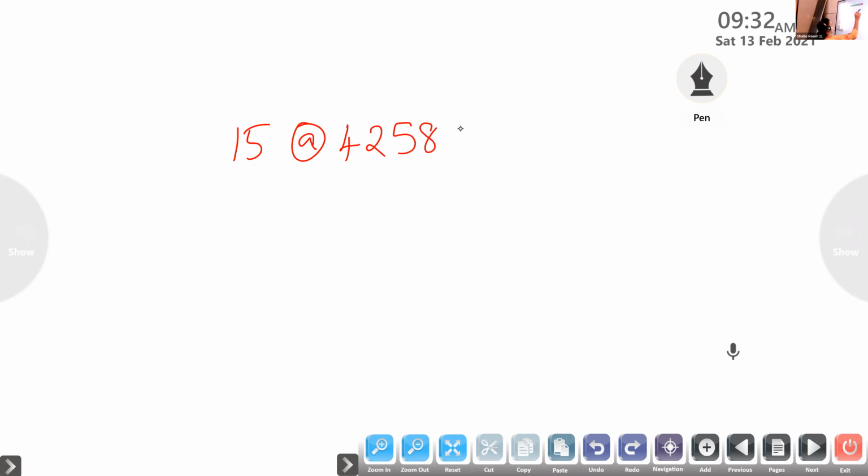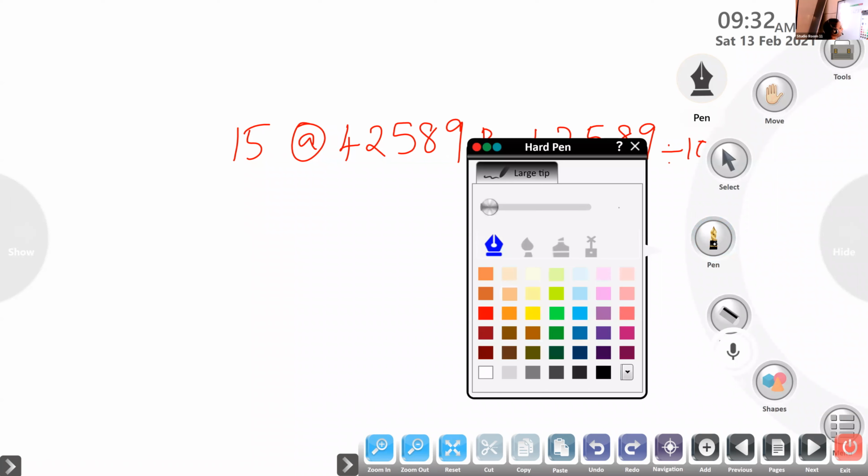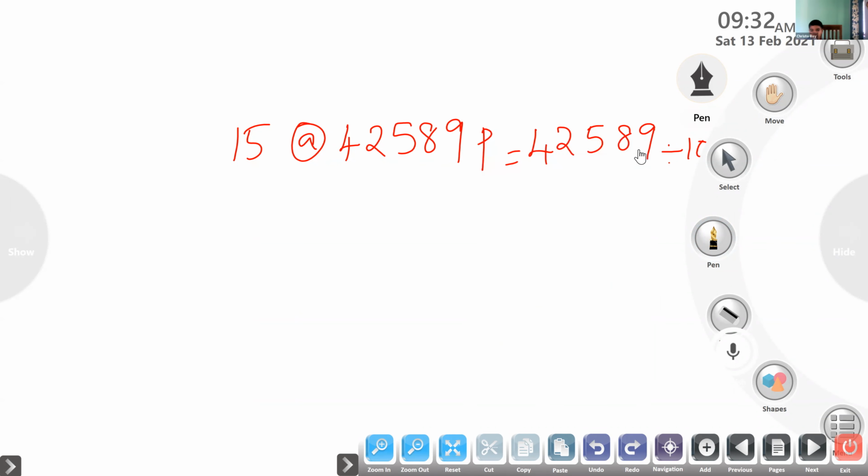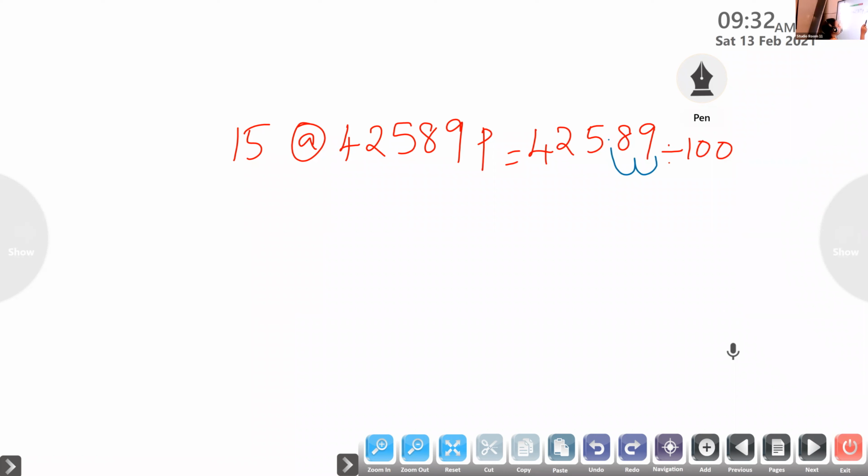42589 paise. So, children, paise to rupees. Just now we have done. How we have done? What we have to do? 42589. Divide by 100. Divide by 100 means what? Just move the decimal point. 1 minute, Christo. I will give. 1, 2. Put the decimal point. Only this much. Rupees 425.89.